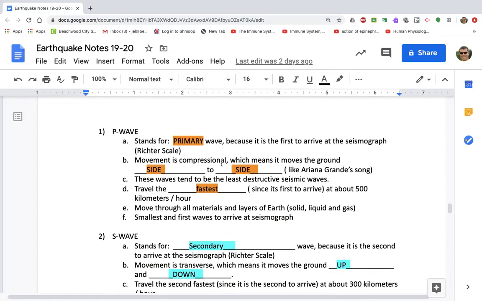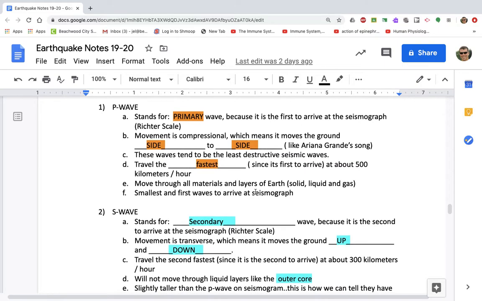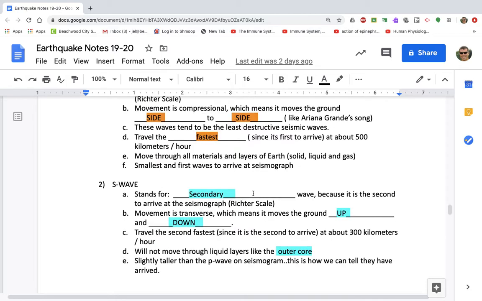All right, so a little bit of review of P waves. P waves stand for primary wave because it's the first to arrive at the seismograph. Now they move Earth side to side, just like Ariana Grande's song. That's how they move it. They're not real destructive. They tend to be the least destructive. They don't cause a lot of devastation on the surface. They travel the quickest. They can move through all materials. They even move through gas, which makes a little rumble noise of an earthquake.